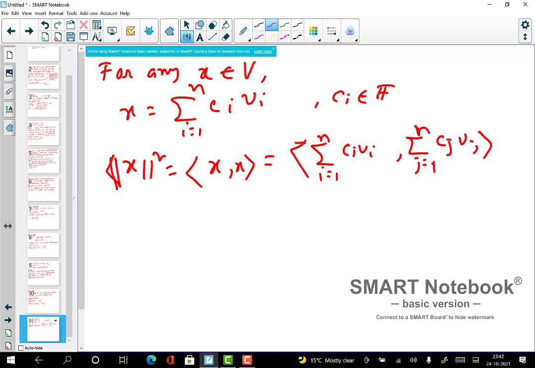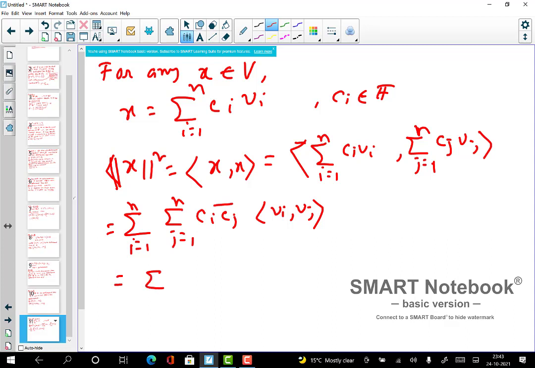Now you use the property of the inner product, which tells you that this will be a double sum. One sum will be i equal to 1 to n, another will be j equal to 1 to n, and then you'll have c_i c_j bar, and then you'll have the inner product of v_i and v_j, right? Again, the v_i, v_j are an orthonormal basis. So only when j equal to i it survives, otherwise it is 0, right? And that value will be 1. So in that case, it will be what?